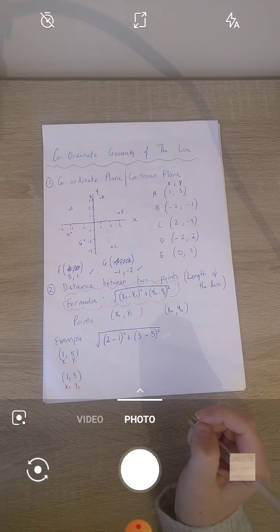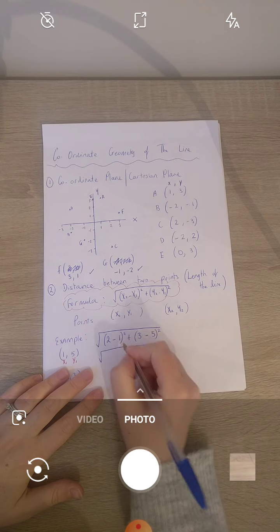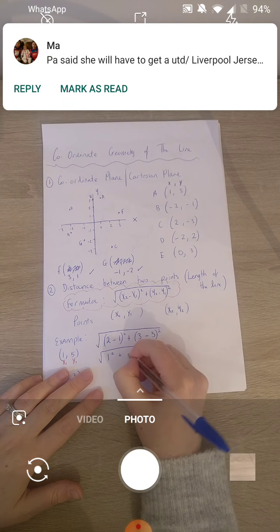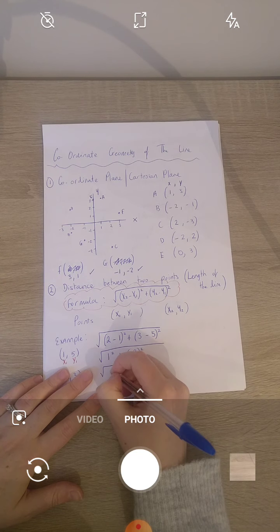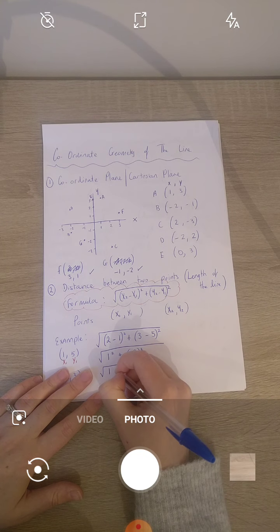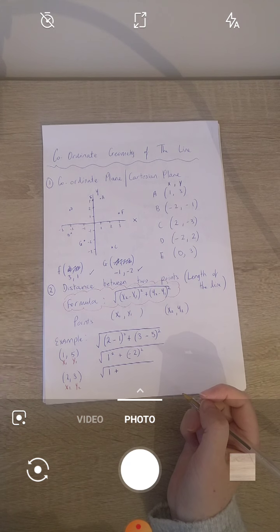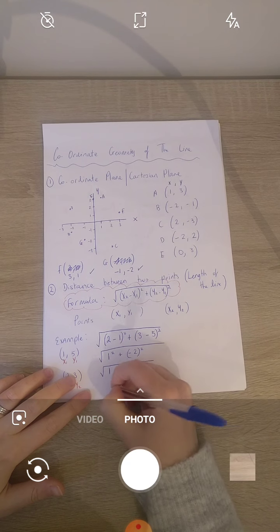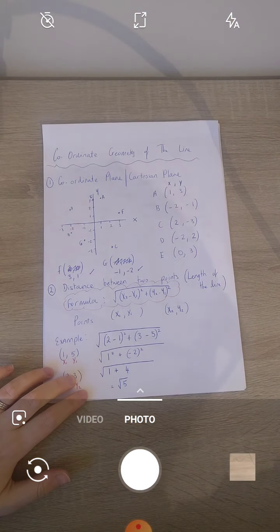Now you can be doing a lot of this on the calculator once you've subbed it in. So 2 minus 1 is 1 squared. 3 minus 5 is minus 2 to be squared. 1 squared is 1. Minus 2 squared, be careful here, minus by a minus is plus, and 2 by 2 is 4. So the distance between those 2 points is the square root of 5.